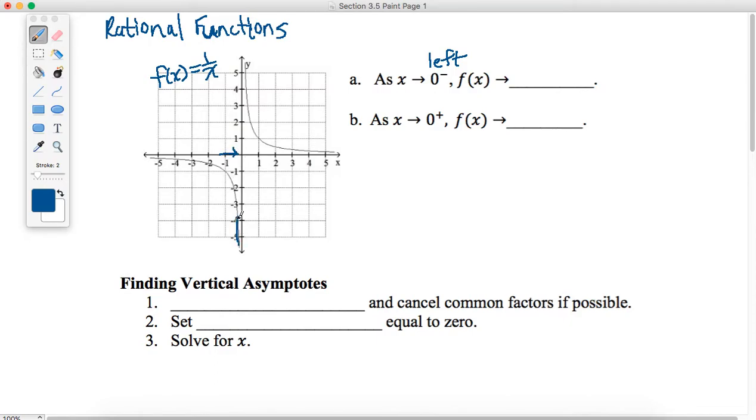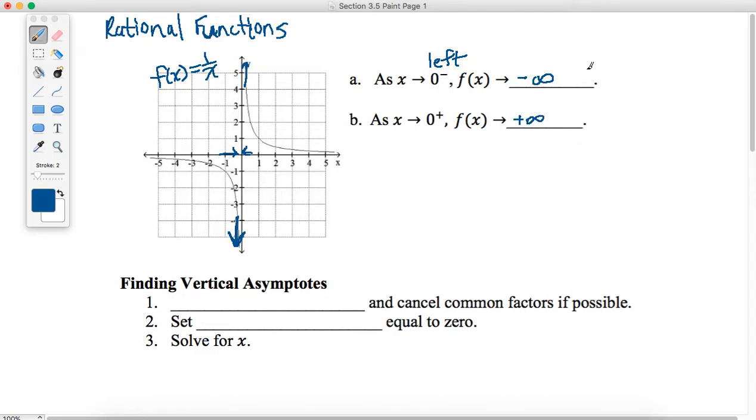Our function is here. Notice our function will continuously go down, and so we'll say that f of x approaches negative infinity. And from the right, our function will go up continuously as x approaches 0 from the right. We're going this way, and our function is going up continuously, and so we'd say positive infinity.